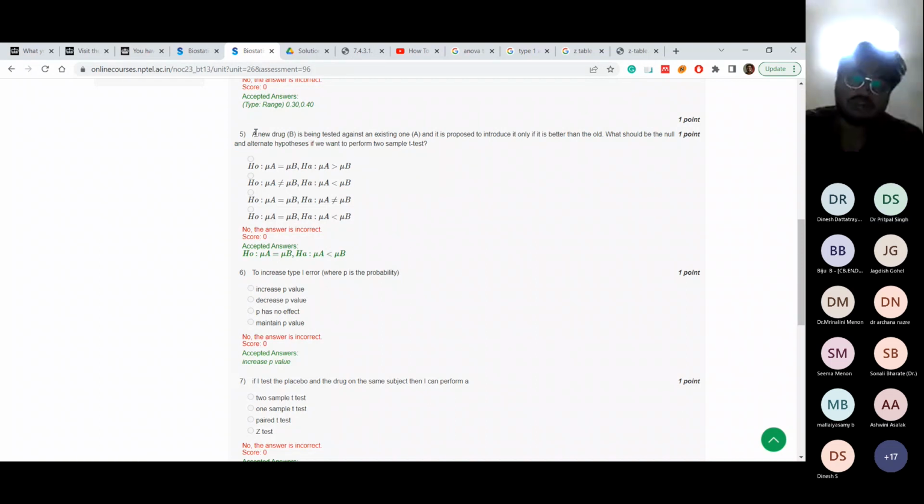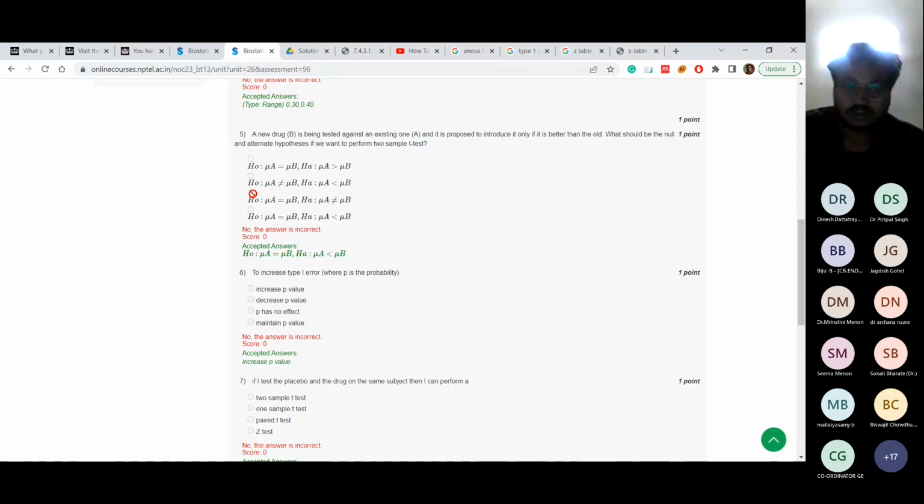Yeah. So the question is, a new drug B is tested against an existing one, and it is proposed to introduce it only if it's better than the old. What should be the null and alternate hypothesis? Here we have specifically stated that we have to check only if drug B is better than drug A, only if it's better than the old. So our null hypothesis will be that both of the drugs act equally, so action of A is equal to action of B. The alternate hypothesis should be, is B better than A? So mu A is less than mu B.